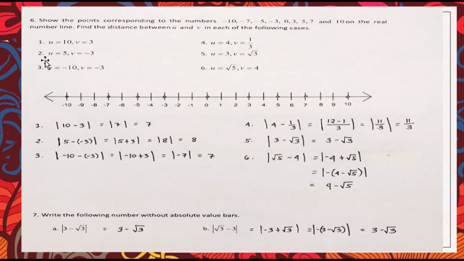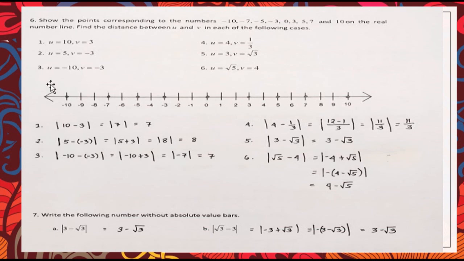Number 2, when u is 5 and v is negative 3. So the absolute value of 5 minus negative 3. 5 minus negative 3 can be 5 plus 3 and that is 8. And the absolute value of 8 is 8. So, gikan ni 5, padulong ni negative 3, pila man? 1, 2, 3, 4, 5, 6, 7, 8. So, 8 siya.